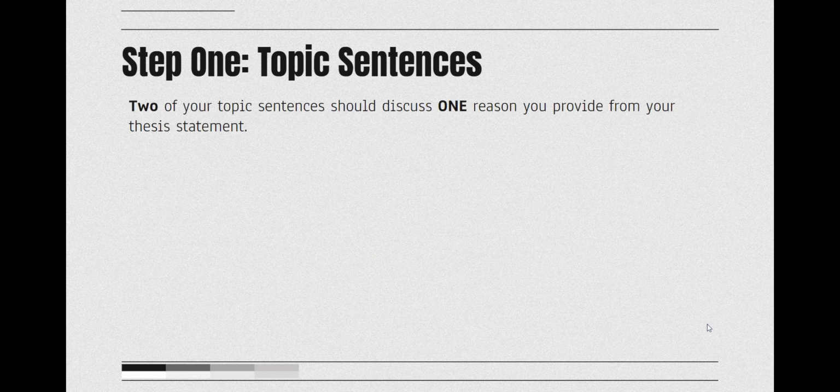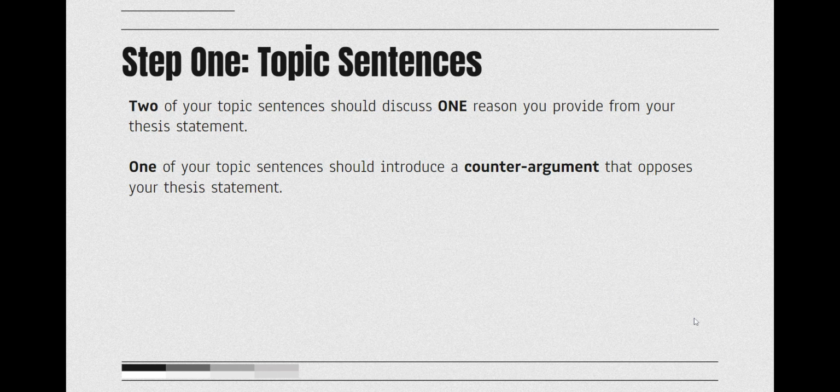Step one, our topic sentences, or our subclaims. There's many different words that you could use for this. So when we're writing our essays in this class, we are going to focus on just two of the reasons that we provided in our thesis statement. So two of your topic sentences should discuss one of the reasons that you provided in your thesis statement for why your claim is true. One of your topic sentences should also introduce a counterargument.